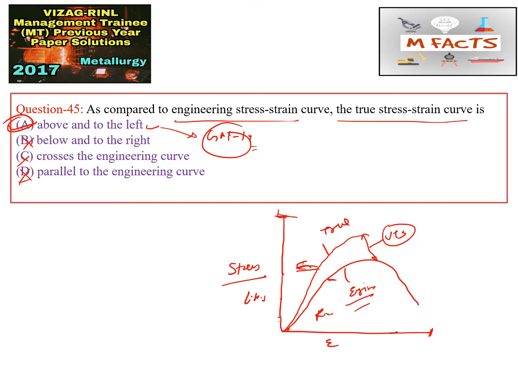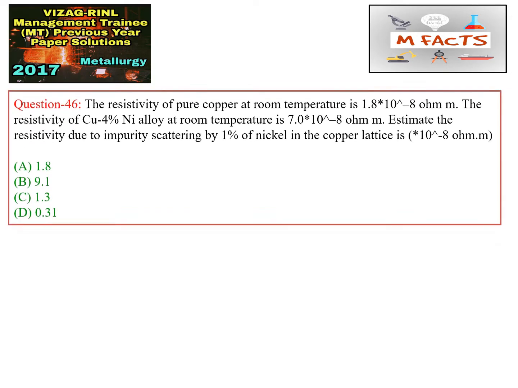The next question is numerical. The resistivity of pure copper at room temperature is given. The resistivity of a copper and 4% nickel alloy at room temperature is 7 into 10 power minus 8 ohm meter. That is also given. Estimate the resistivity due to the impurity scattering by 1%. So they have given the value for 4% nickel and they are asking for 1%. How will we calculate it?